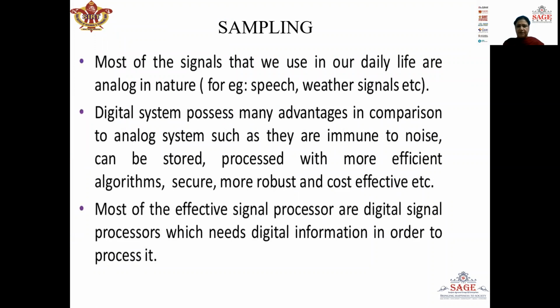Most of the signals that we use in our daily life are analog in nature, for example, voice signals, weather signals, etc. Digital systems have many advantages in comparison to analog systems. For example, they have high noise immunity. They can be stored and processed with more efficient algorithms, and they are a more secure system. It is more robust and cost effective. Most of the effective signal processors are digital signal processors, which need digital information in order to process it.